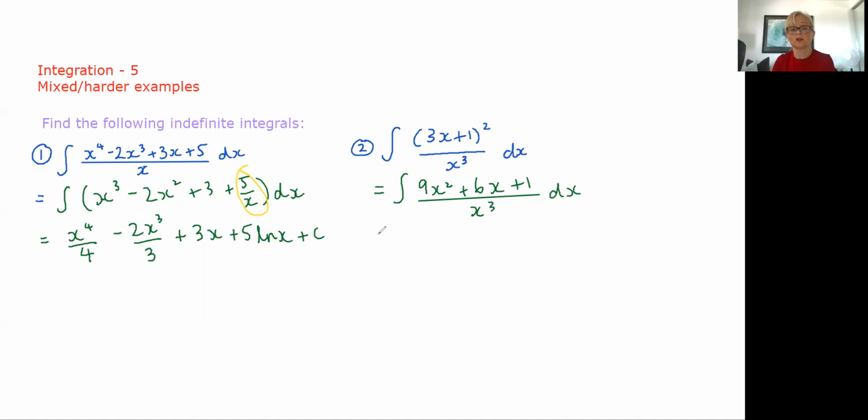Now, this is similar to the previous example. If you've just got one term in your denominator, it's perfectly valid to divide through each term in the numerator. Now, 9x squared on x cubed, I'm going to leave that as a 9 over x. 6x on x cubed, I'm going to write that as 6x to the negative 2. And we've got one lot of x to the negative 3.